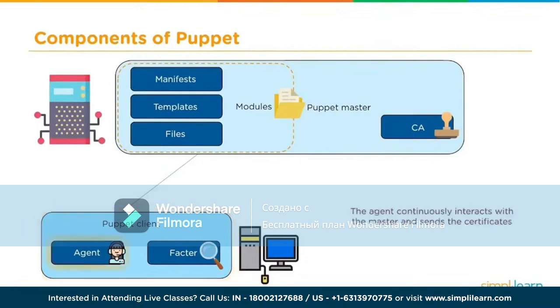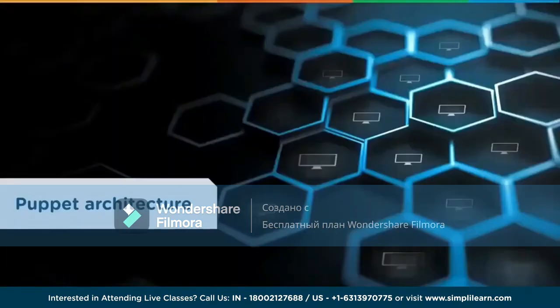There are two parts to the client. One is the agent that constantly interacts with the master server to ensure that the certificates are being updated appropriately. And then you have the Factor, the current state of the client, that is used and communicated back through the agent. So now that we know what Puppet is, let's look into the Puppet architecture.